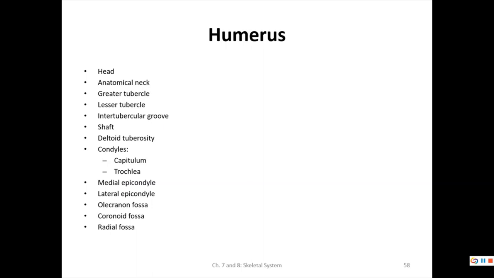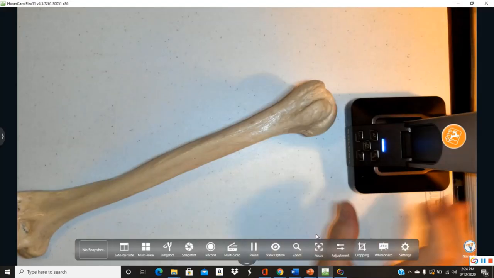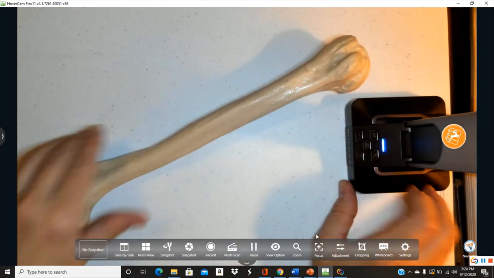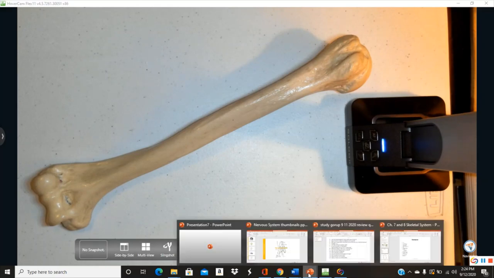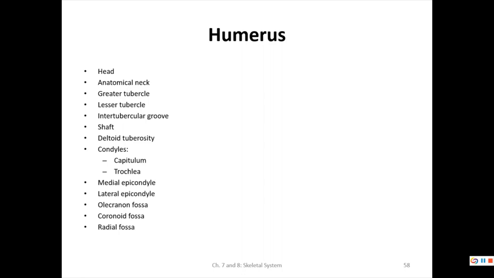Now, what I want to do here, guys, is turn our attention to our humerus. The humerus is going to have a lot of things to look at. Let me real quick get our humerus under the camera here. This will be something kind of new. I want to make sure the whole thing fits. I am concerned about how some of the models will work with this. This is some new equipment I've gotten from the college to help me make some videos for my online classes.